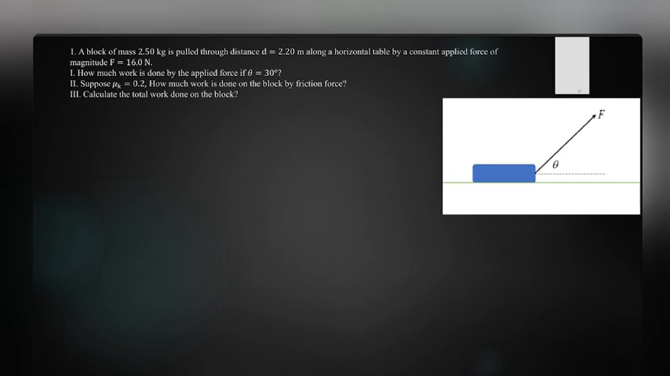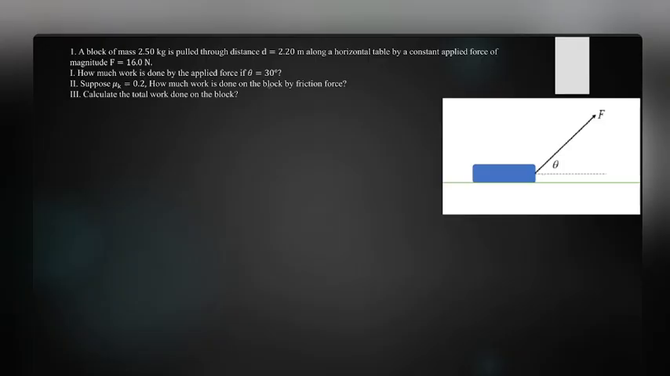To find the work done by the applied force, the first thing we're going to do is draw a free body diagram. For a free body diagram, we show all the forces acting on an object. The object we're given here is a block, so we have to show all the forces acting on our block.